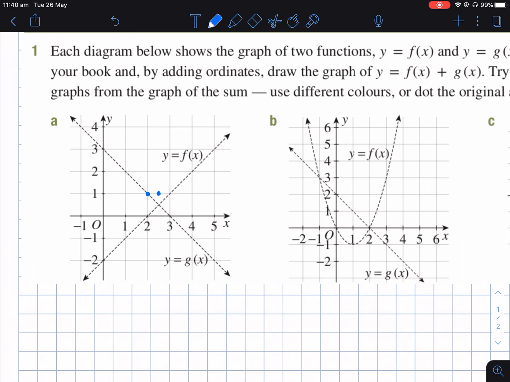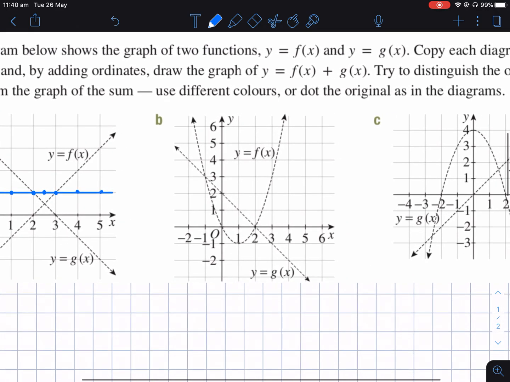It's 1. Go along a little bit further to 1, see that f of x is negative 1, g of x is positive 2, negative 1 plus 2 is 1. Ooh, what do you think is going to happen? This one, 1, this one, 1, this one, 1. Yeah, we've got a straight line. You don't often get that.